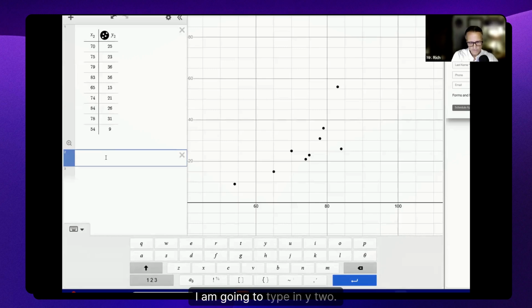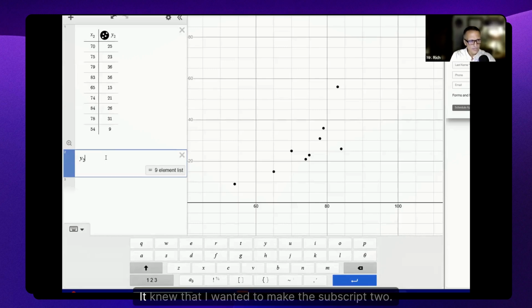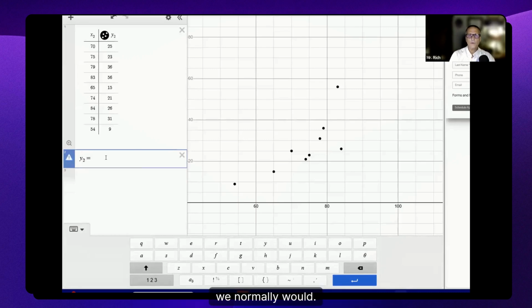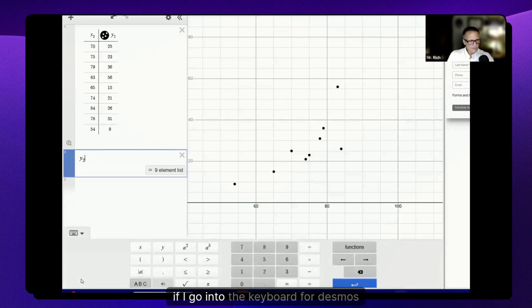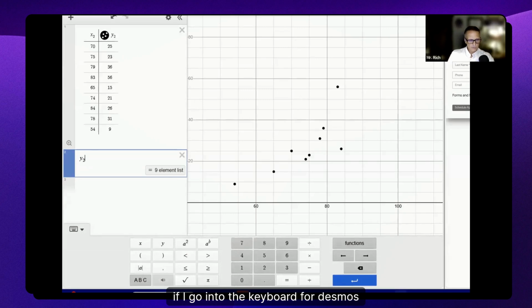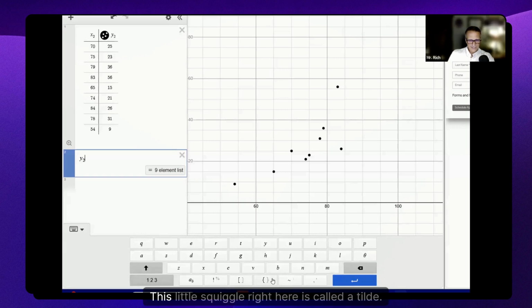I'm going to type in y2. It knew that I wanted to make the subscript 2. Now, I'm not going to hit the equal sign here like we normally would when we're making an equation. I'm going to use a different command. It's called a tilde. And what is a tilde? Well, if I go into the keyboard for Desmos and I don't see the tilde here, so I'm going to hit this ABC to get some more characters. This little squiggle right here is called a tilde. So I'm going to hit that.